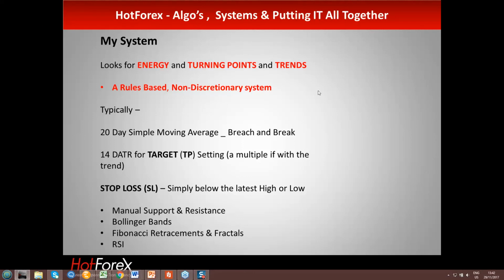Yes, I like 1-to-1. I'm happy to take a minimum of 1-to-1, but as you can see on that one, it was about a 0.5 ratio, Babak. That's how my system works. It's all about energy and turning points, and I'm very much a trend trader, non-discretionary, rules-based. With the 20-day moving average, I like it to break, and the 14-period ATR on the daily time frame, but also on other time frames. Whether you're trading on the 1 hour or the 4 hour, you can still use the 14-period ATR for targets and stop loss areas.